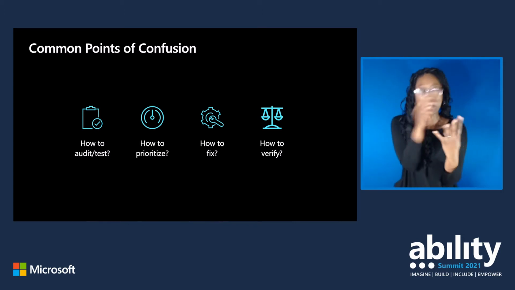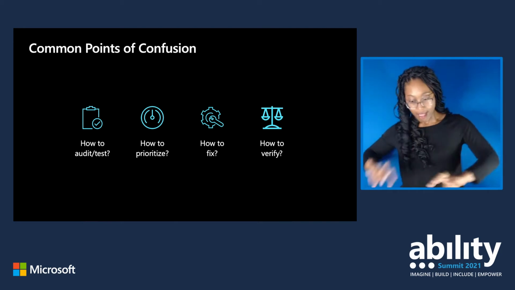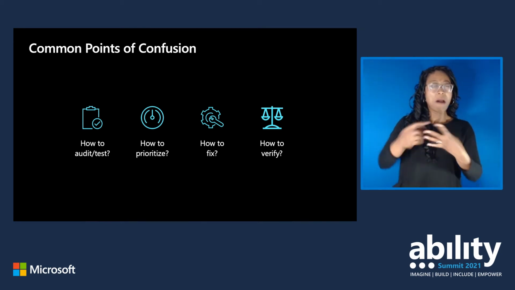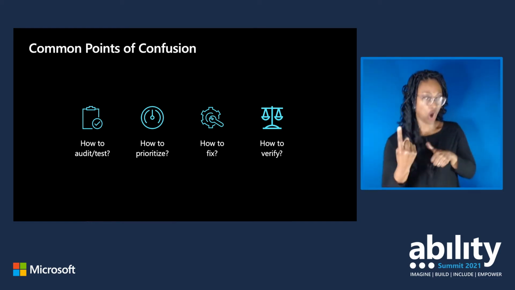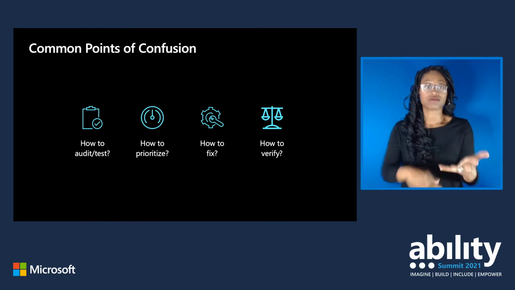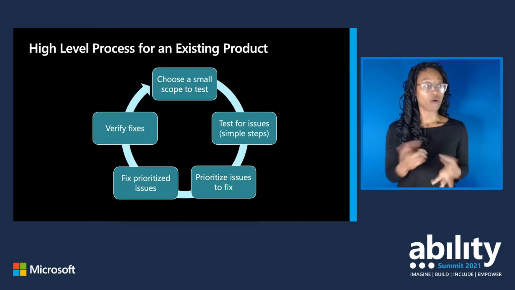So we also want to address that overwhelm and confusion right away. So the four most common areas where people get confused or don't quite know what the first steps are the following. So how do we test, audit, or get an assessment? What does that look like? How do we prioritize once we know that there are some accessibility problems that we need to fix? And then how do we fix them? And how do we know that we actually fixed the problems? So those are all common points of confusion.